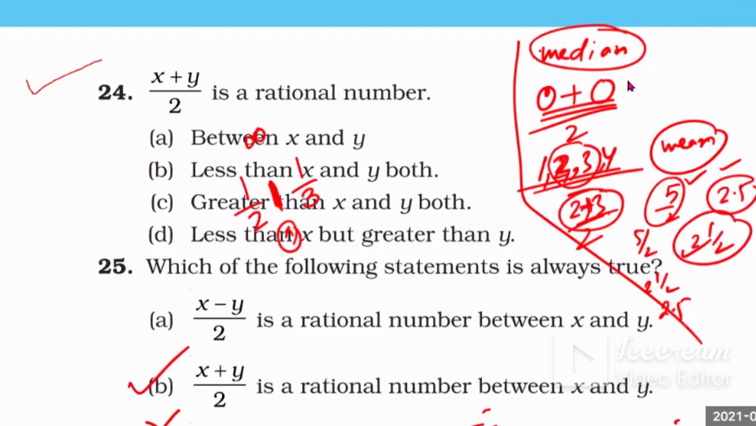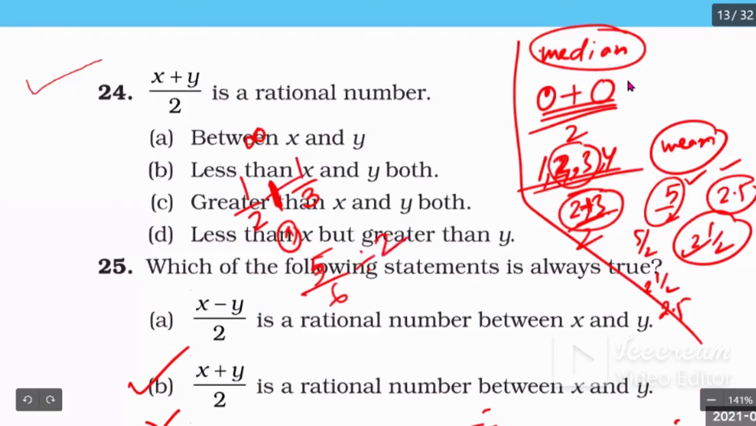In between. What is the meaning of in between? Middle one. Yes. How can you find the middle one? Add both. How can you add? 1 by 2 and 1 by 3. If you add this, you will get 5 by 6, and you have to divide it by 2.